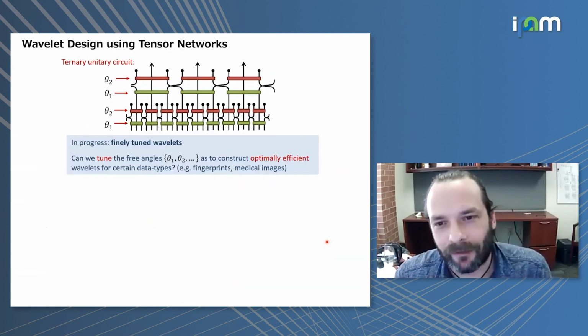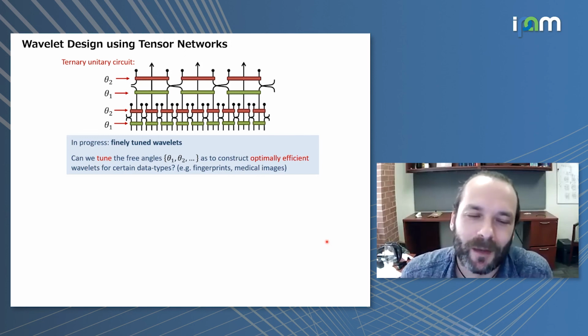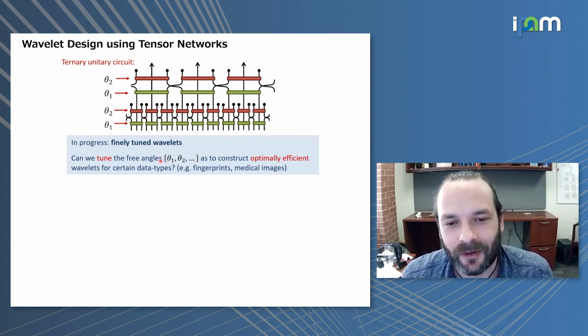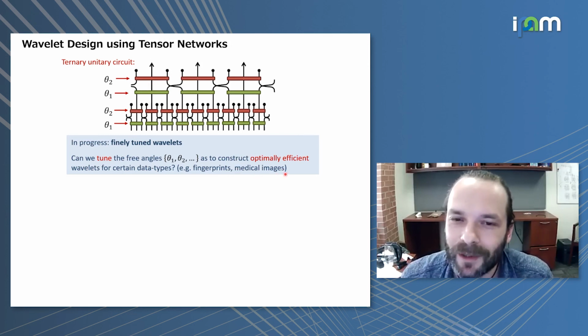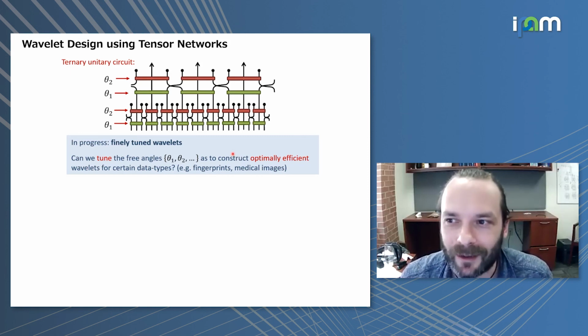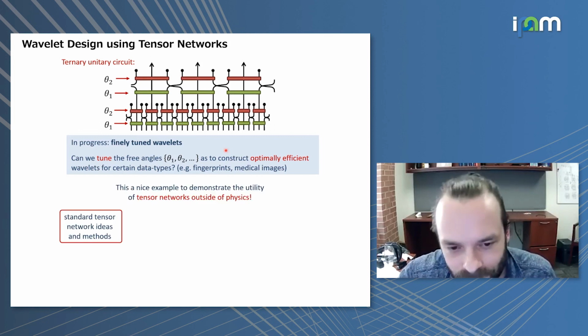Okay, and I regard this work as really a first attempt to take tensor network technology to this setting. There are much more advanced things you could do that we know how to do, such as, for instance, we could try and tune the angles in our network specifically tailored to a certain data type. Like if we were interested in medical images, we could try and find wavelets specifically tailored for medical images, using our standard optimization.